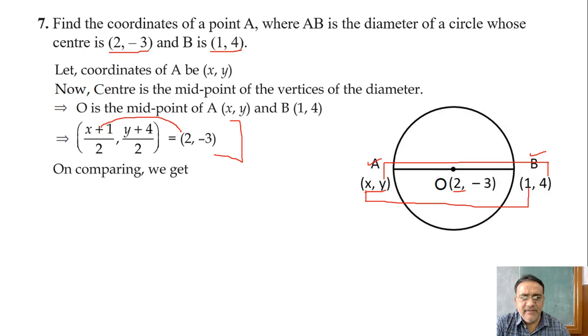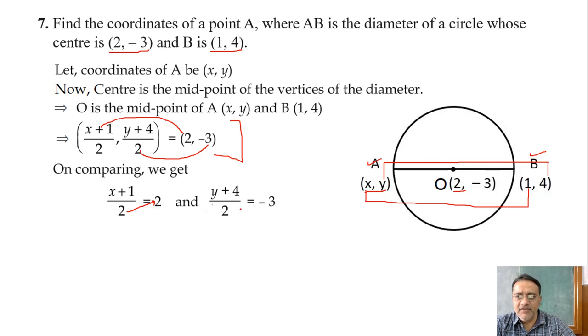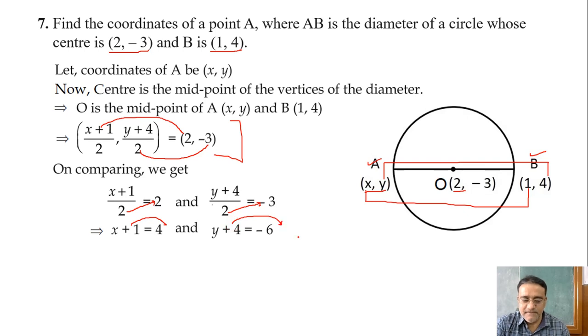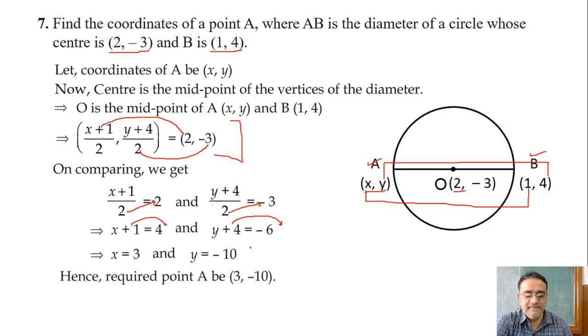Yes, sir. On comparing, we will get x plus 1 by 2 is equal to 2 and y plus 4 by 2 is equal to minus 3. Now simplify. Here if you multiply, it becomes 4. Here if you multiply these two, we'll get minus 6. Now shift 4 to this side, minus 1, 1 to this side minus 1, and plus 4 to this side minus 4. So x is equal to what and y is equal to what? X is equal to 3 and y is equal to minus 10. Very good. So hence the required point A is (3, -10). Any doubt in this question?